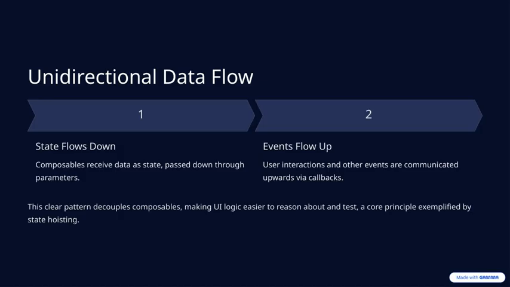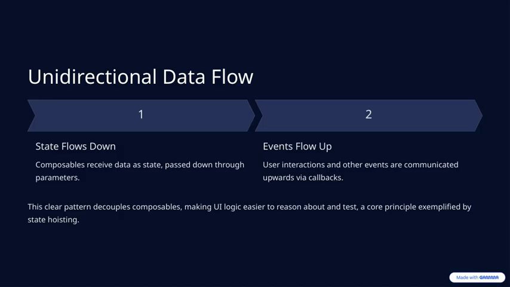So, when a user clicks a button or interacts with the UI, those events are communicated upwards. This separation keeps our components decoupled, which makes the UI easier to understand, reason about, and test. This pattern, especially through techniques like state hoisting, exemplifies how we can write more maintainable and testable code. It's all about establishing a clear, consistent flow of data and events, which ultimately leads to more predictable and manageable UI logic.